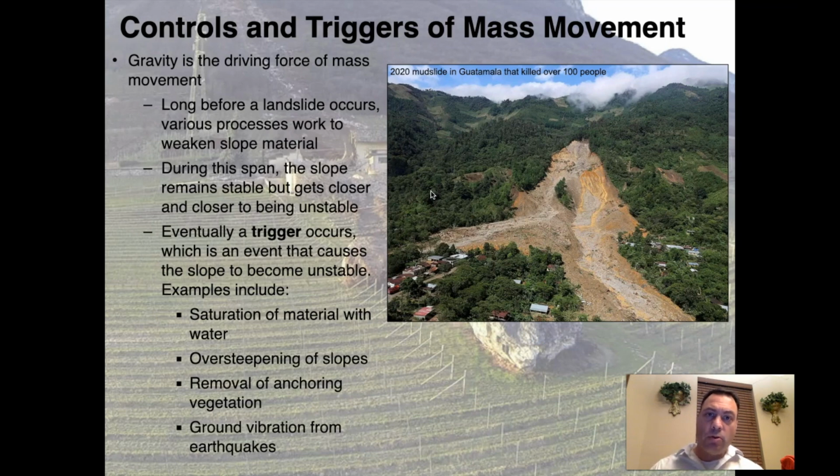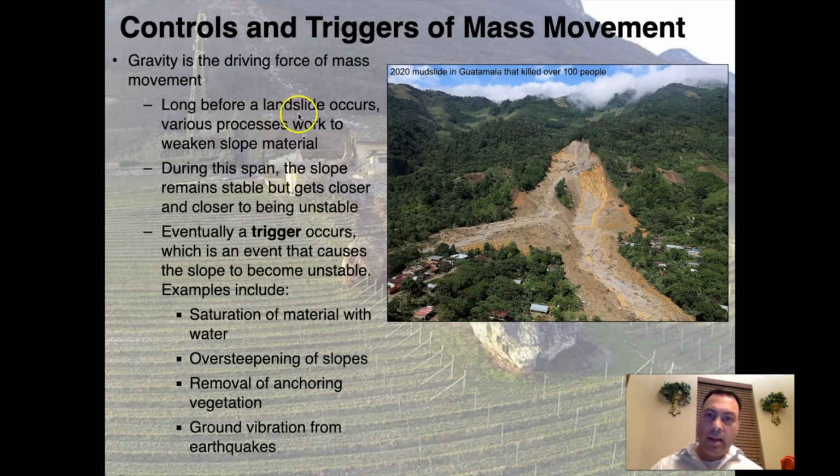In terms of controls and triggers for mass movement, there are several that we need to keep in mind. These are responsible for far and away almost all of the landslides that occur on planet Earth. There might be occasional other ways that they can form, but this is the way that they happen naturally. First and foremost, gravity is the driving force of mass movement. It's just gravity. Anything that has any type of involvement other than gravity, it's a different process.